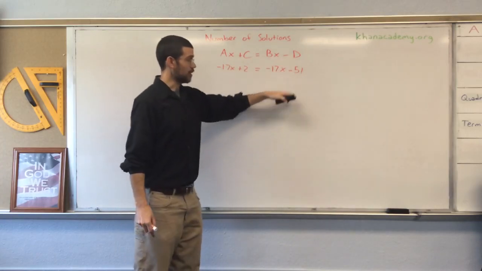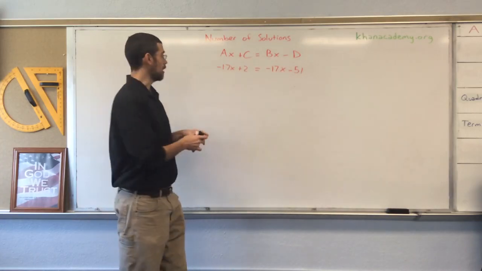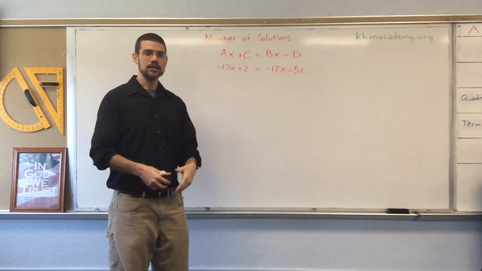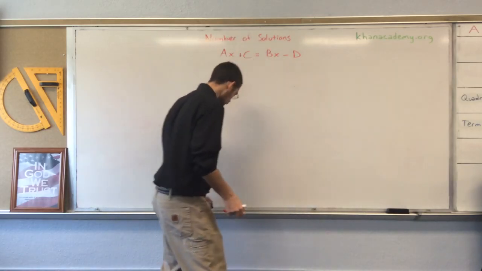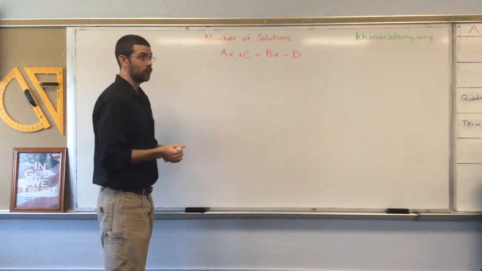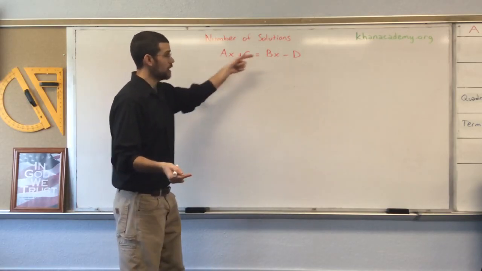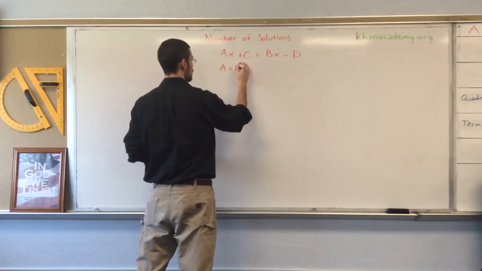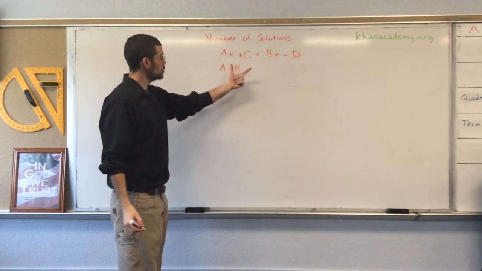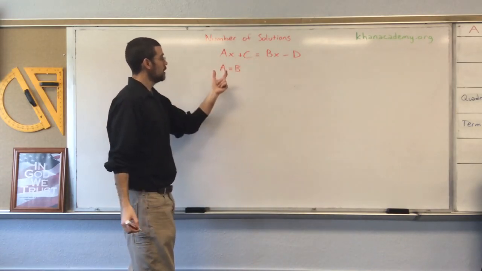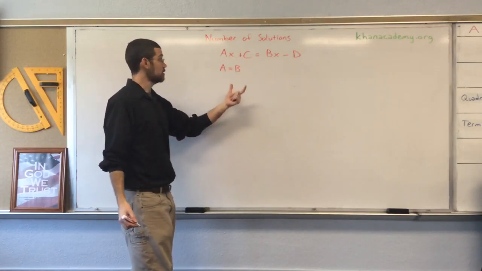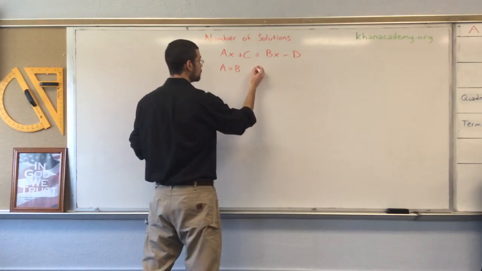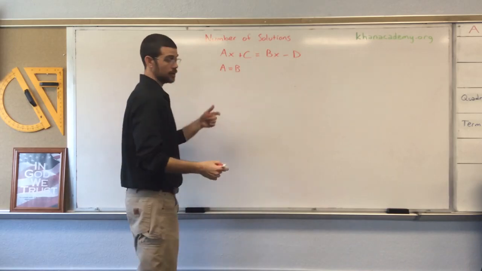c could be 2, d could be negative 51. It could have been flip-flopped. It doesn't matter. We're just saying that these letters are standing in the place of some constant. All right. So in that case, we figured out that if a and b were equal to each other, then when we subtract bx from both sides, it's like subtracting ax from both sides. They cancel out, right? So if a equals b, you are left with c equaling d.